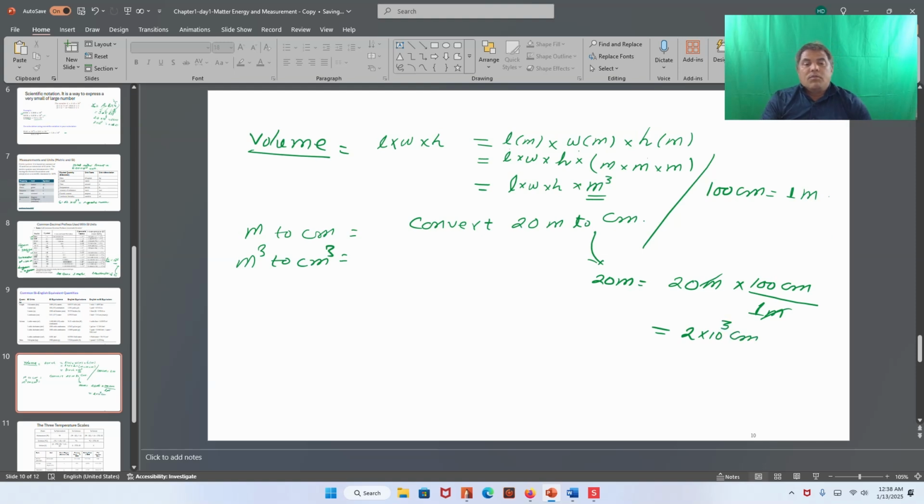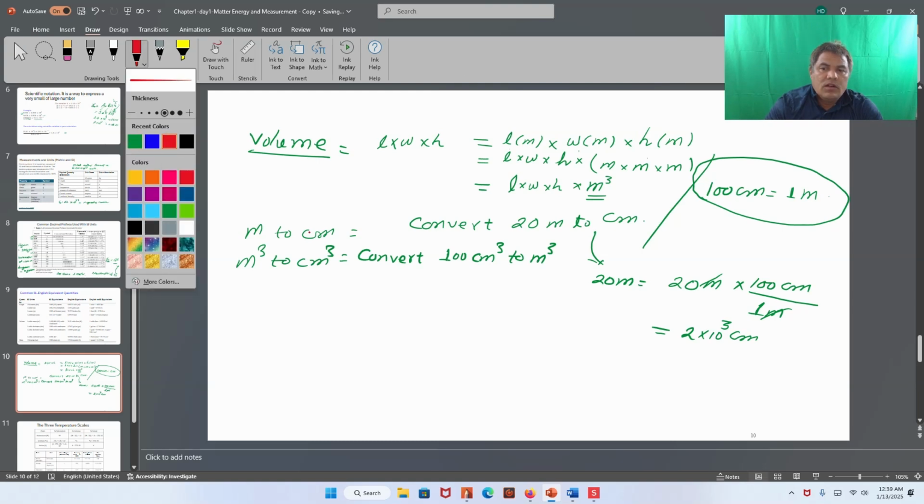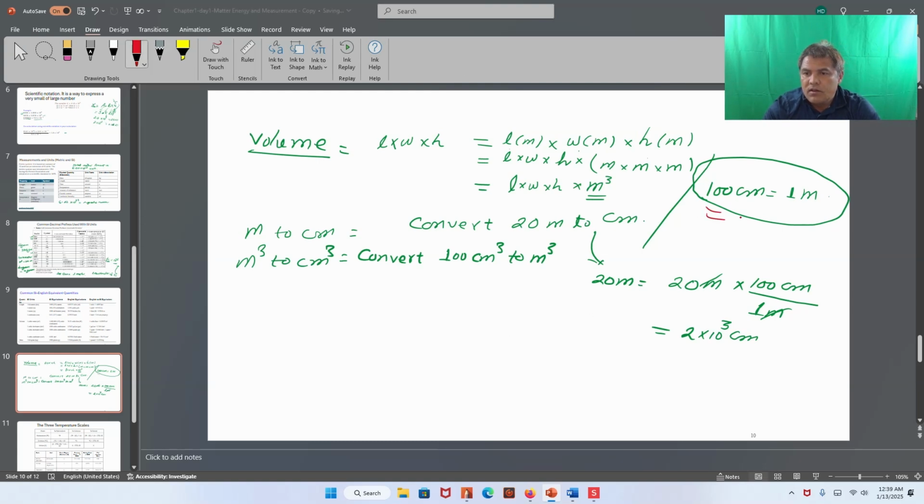That's easy. But now suppose we convert 100 centimeter cube to meter cube. Let's do that. Again, look at that. This is our conversion factor here. Our conversion factor is 100 centimeter equal to 1 meter. So now let's do that here.